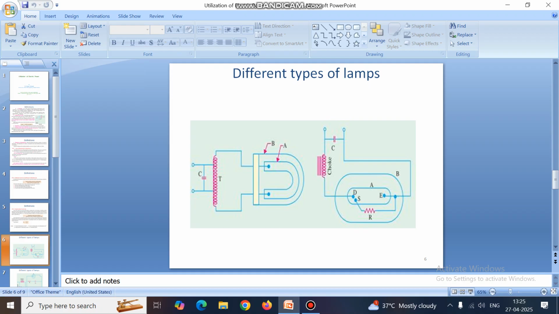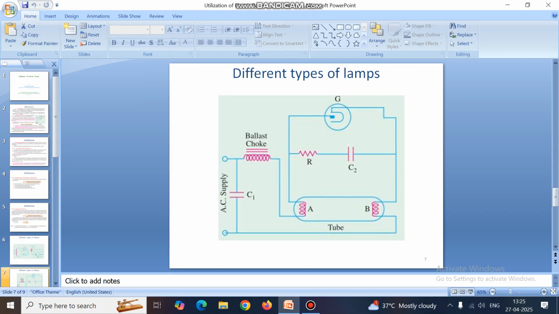After that dielectric breakdown occurs in the whole of the gases and mercury vapor present in this tube, and then the current passes from D to E, because current always follows the lowest resistance path. So when this conduction has started, there is no role of this resistance, and this portion gives greenish blue light. Greenish blue light is provided by this mercury vapor lamp.